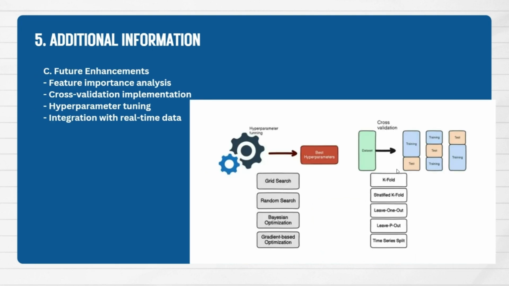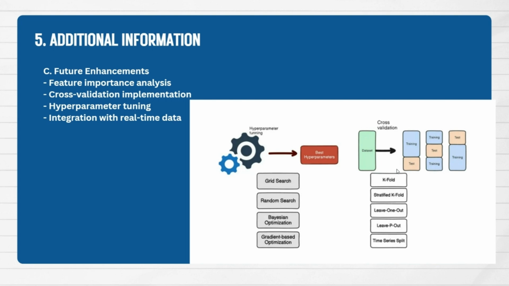And the next is C, feature enhancement. Feature importance analysis: conduct deeper research into key features to identify those with the greatest influence on prediction results. Cross-validation implementation: apply cross-validation techniques to assess model performance across multiple datasets. Benefits: ensure the model is not overly dependent on a specific dataset, enhancing its generalization capabilities.